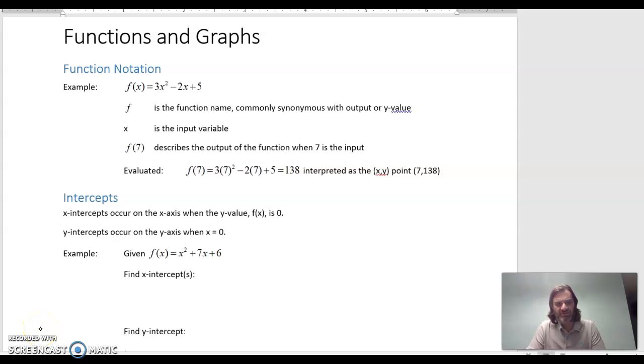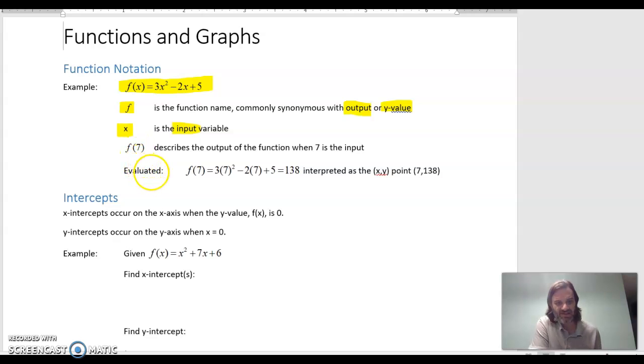Hey, we're going to review functions and graphs, and we're going to start off with function notation here. I've got the example f of x equals 3x squared minus 2x plus 5. I just put this here to make sure you're familiar with the function notation, the different parts of it. So f, or f of x, is the function name, and f of x stands for the output. Sometimes you call that the range or the y value. Of course, x is the input value, that's the domain. And then the actual function there, 3x squared minus 2x plus 5, is how things are calculated.